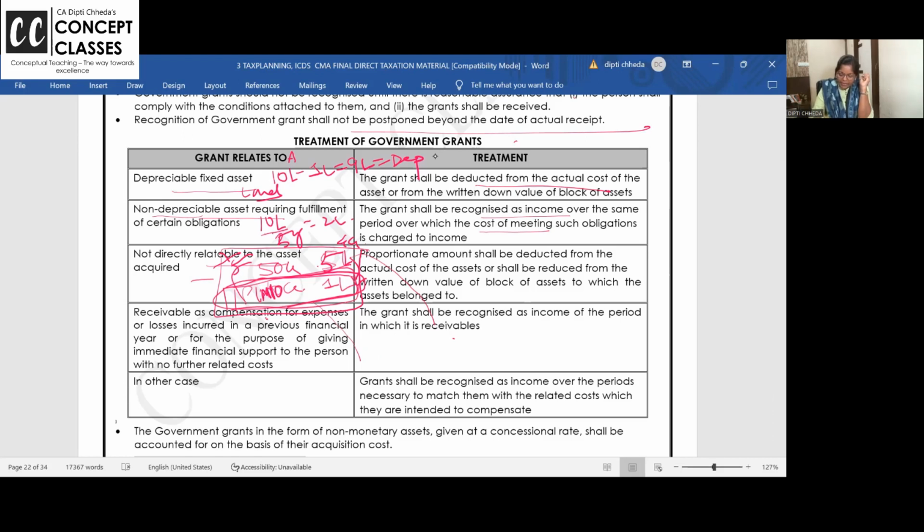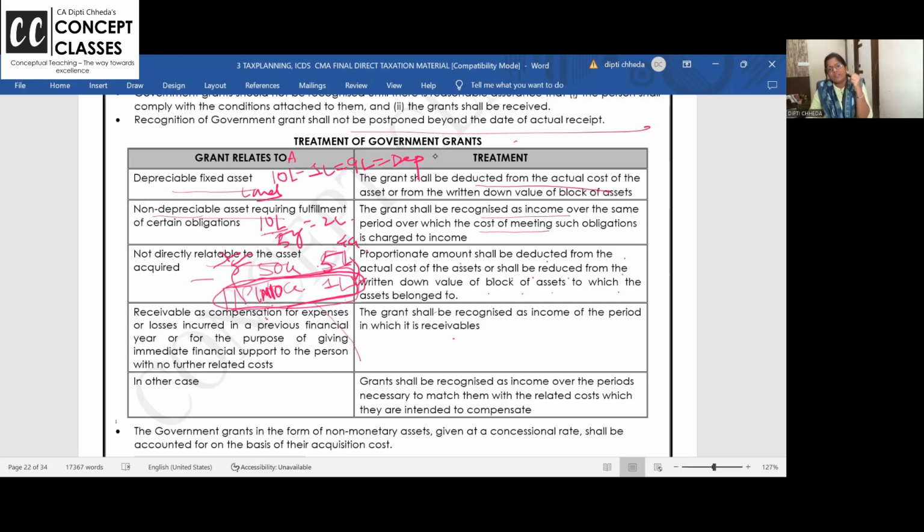Yes, in fact, you can read it also once. Proportionate amount shall be deducted from the actual cost of asset, like this 10 crore minus 1 lakh, or shall be reduced from the WDV of the asset to which that asset belongs. Ma'am, we are following depreciation block of asset, not individual plant and machinery.